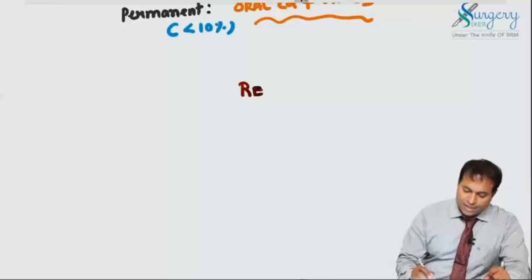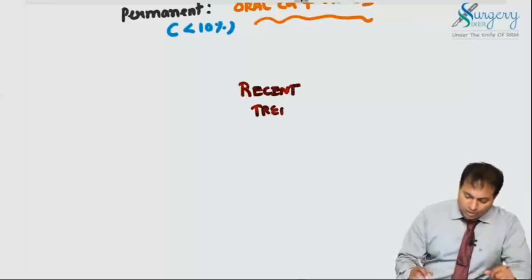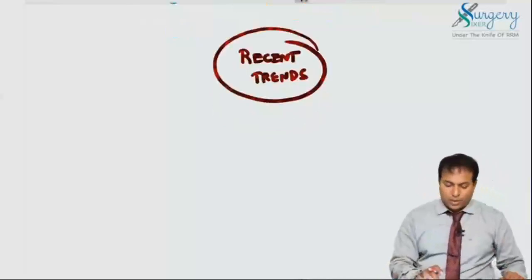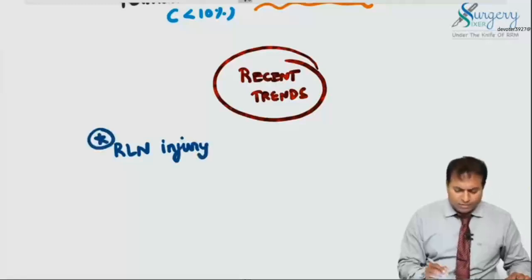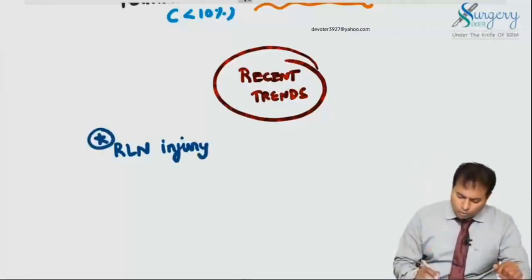Thyroid surgery is a developing surgery. There are so many recent trends I want you to know in thyroid surgery. One of the important complications we are worried about in thyroid surgery is RLN injury. Recurrent laryngeal nerve injury worries us more because if one side is injured it causes hoarseness, and if both sides are injured, it is worse. Therefore, we have to monitor it.